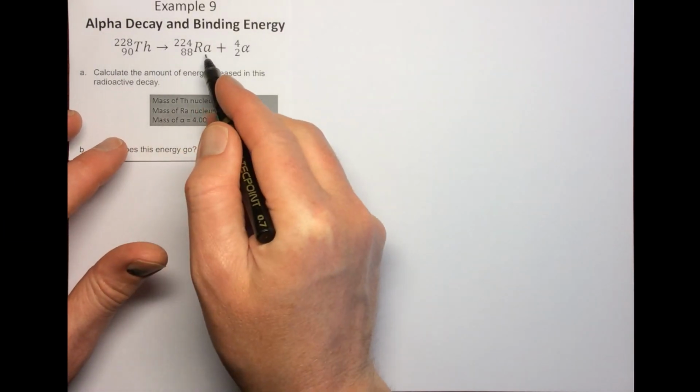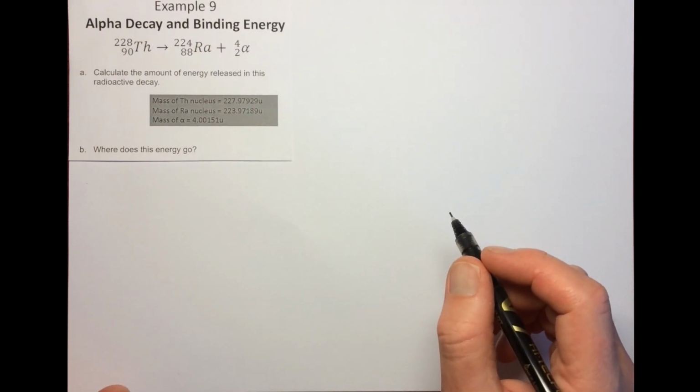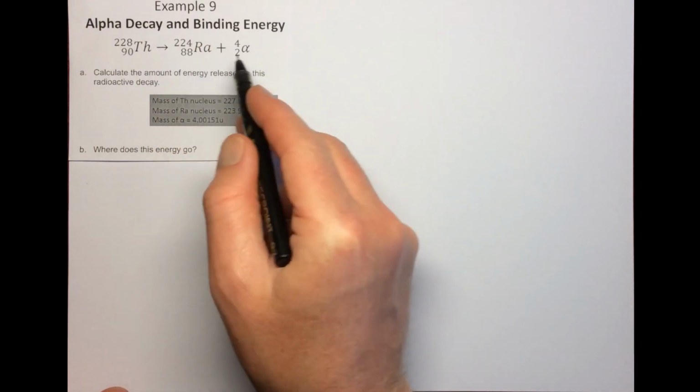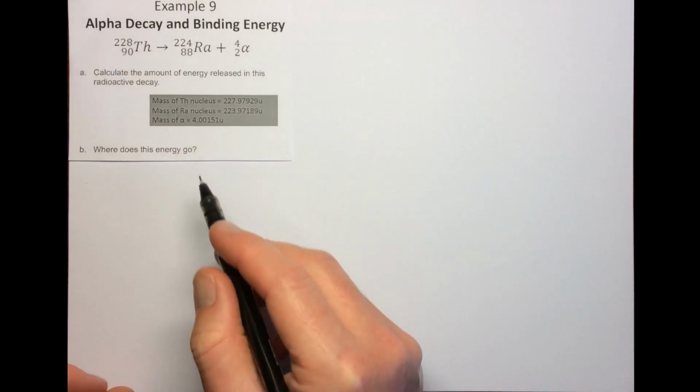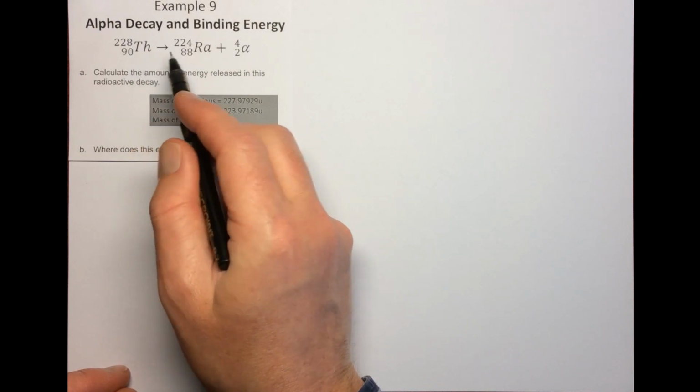Okay, so here's example 9. We've got a thorium nucleus decaying into a radium nucleus and an alpha particle, which is a helium nucleus. These are all nuclei, and these are the masses of all the nuclei. The mass of the alpha is the mass of the helium nucleus. So the thorium decays into radium.